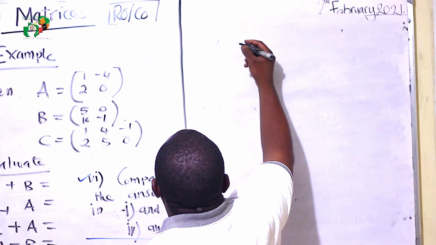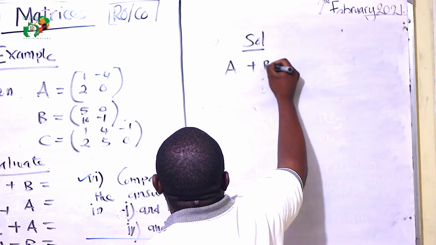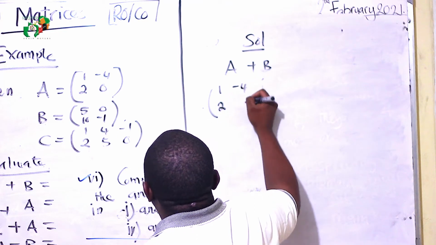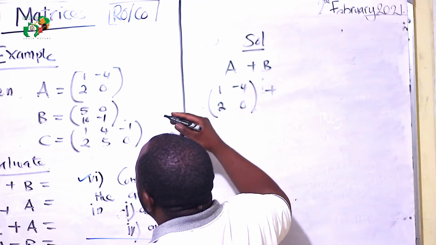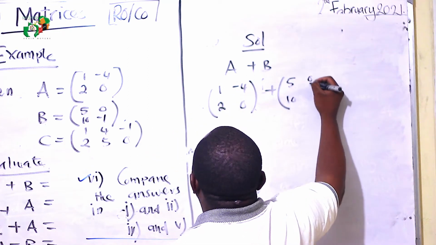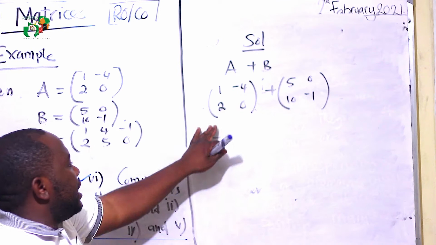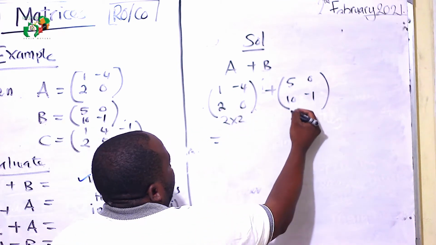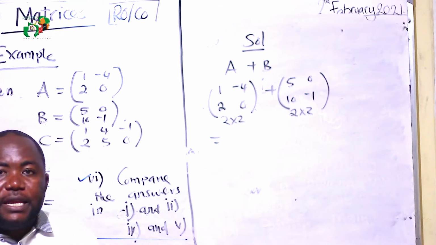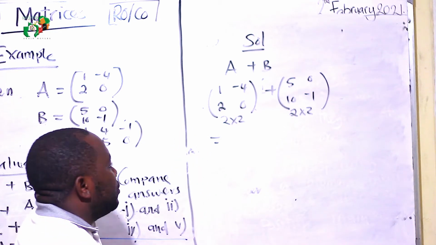If we have, let's say, solution, our matrix A plus B. Our A matrix, we know it's 1, 2, -4, 0, plus our B matrix, which is 5, 10, 0, -1. So according to the rules, the order here is a 2 by 2 and a 2 by 2. So it's a 2 by 2, meaning we can add or subtract these two matrices A and B.